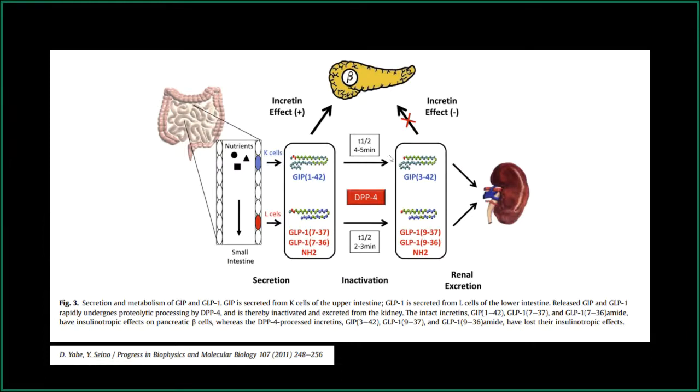So you have GIP 1 to 42, and it has a very short half-life. Both of these, in normal physiology, are very rapidly inactivated. GLP has a half-life of 2 to 3 minutes, GIP has a half-life of 4 to 5 minutes. Then GIP is degraded to 3 to 42 by DPP-4, and the degraded product is then excreted through the kidney. These degraded forms, GIP 3 to 42 and GLP-1 9 to 37 or the GLP-1 amide, are both inactive. So there's a very rapid inactivation of the insulinotropic effects of these incretins, and that's important because of the way some of these drugs have been developed to increase the activity and duration of action of these proteins.